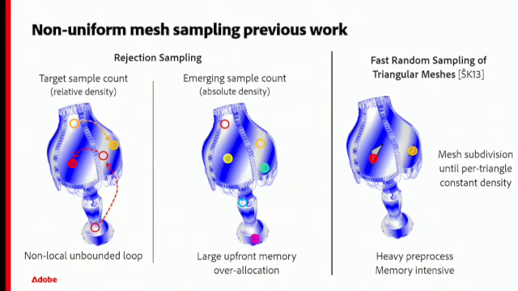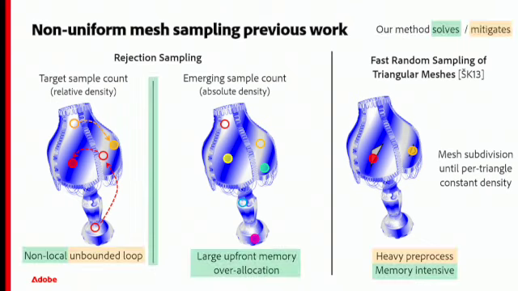All of those methods have different shortcomings that we are trying to address in this work. We are still doing rejection sampling, but in a more local manner, and in that respect we are able to reduce the size of the loop for rejection sampling. We don't need any large upfront memory allocation beforehand, and we don't need additional memory during sampling. And while still relying on some kind of preprocessing, it's very lightweight and can be done at every frame basically. So how does it work?